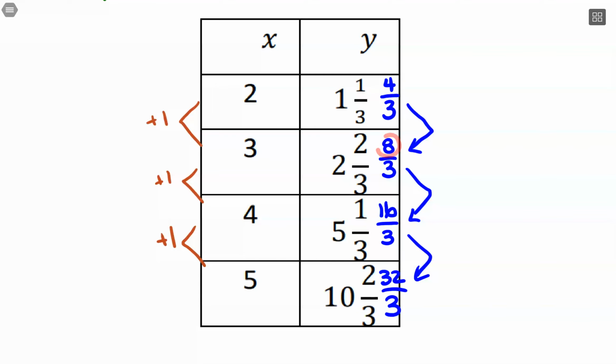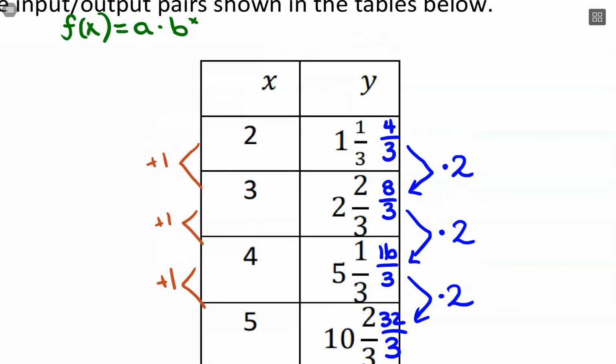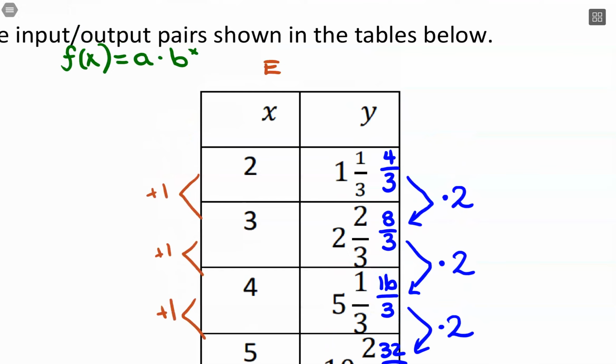So 4 to 8, 8 to 16, 16 to 32. What I can see is that we are doubling values. So we are multiplying by 2, multiplying by 2, multiplying by 2. So what we have here is our growth factor. Well, first of all, this tells me that this is exponential because we're multiplying by a constant value. And the growth factor b is going to be equal to 2.